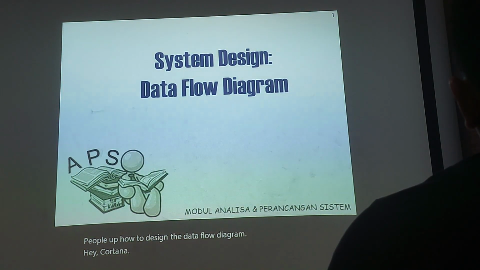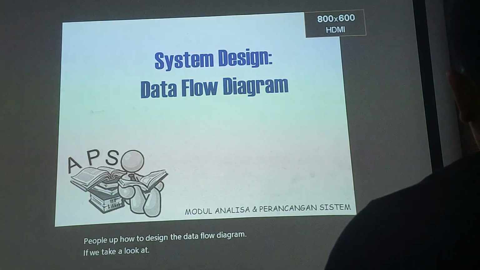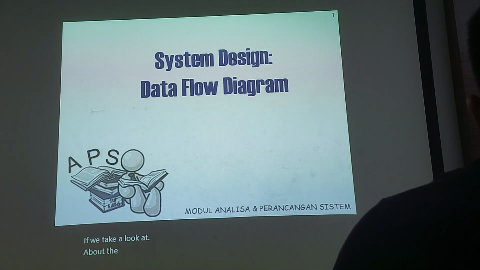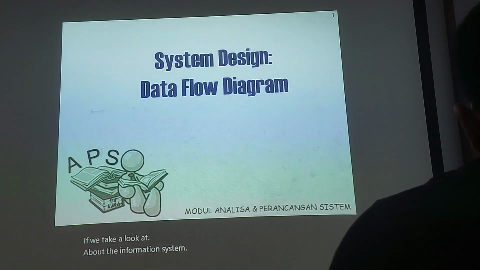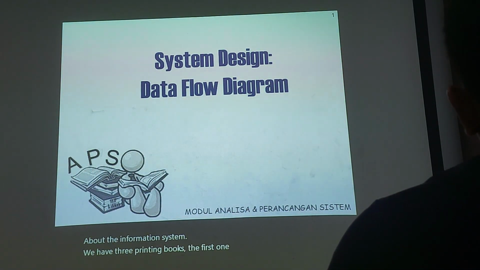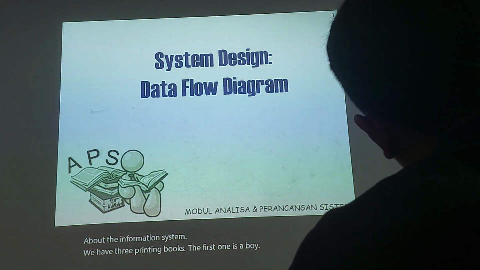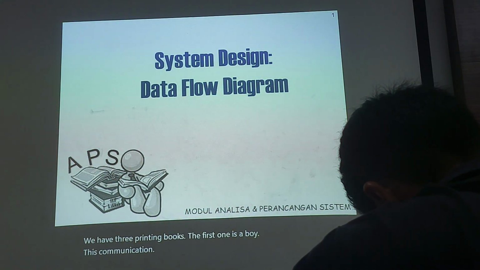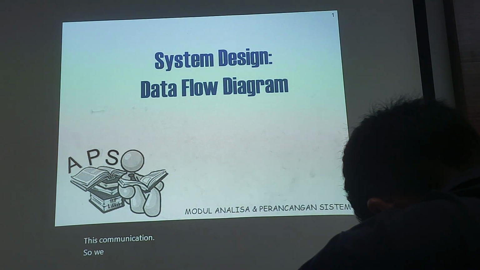If we take a look at the architecture of an information system, we have three building blocks. The first one is data, access, application. We have a database, so we model it with ERD, and then process.